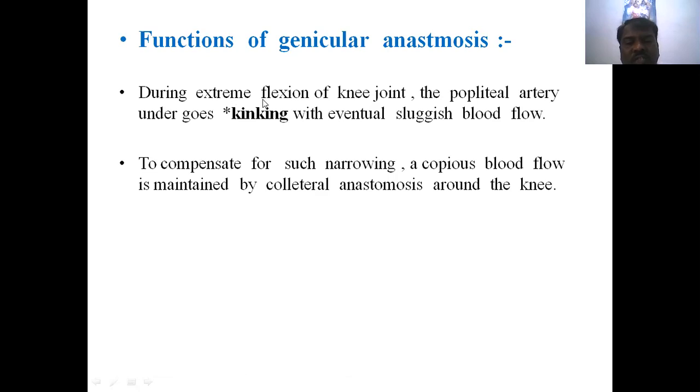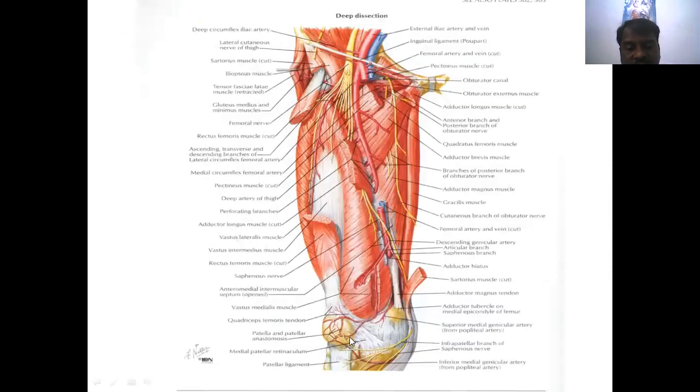See, during extreme flexion of the knee joint, the popliteal artery undergoes kinking with eventual sluggishness of the blood flow. So when there is flexion, automatically this popliteal artery is compressed. To compensate for such narrowing, copious blood flow is maintained by the collateral anastomosis around the knee joint. So if there is narrowing of the popliteal artery, other arteries supply that particular area through the anastomosis around the knee joint. These are the genicular branches anastomosing around the knee joint.